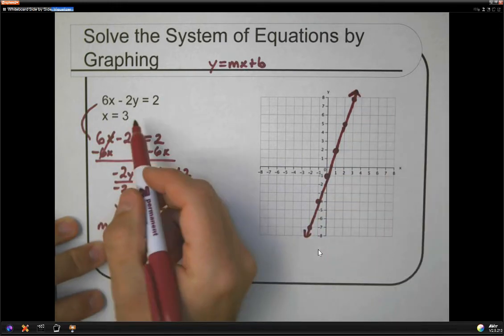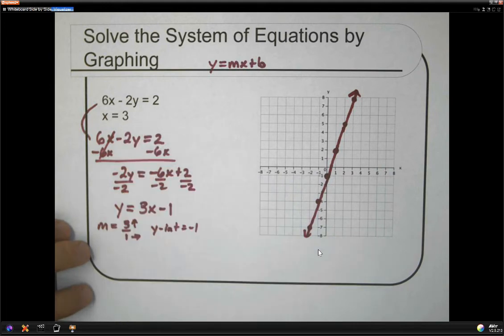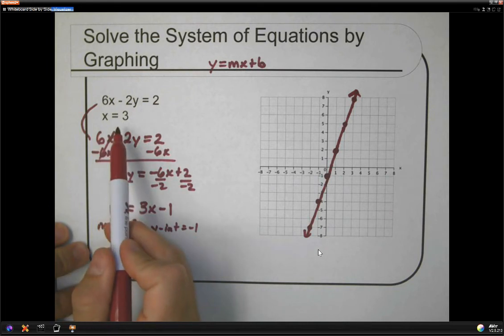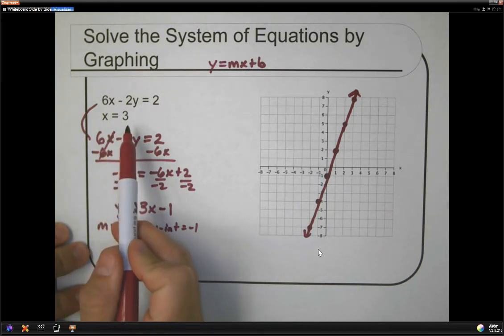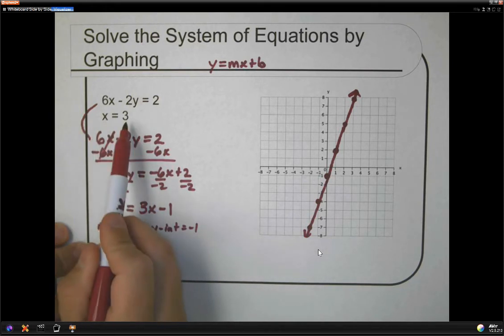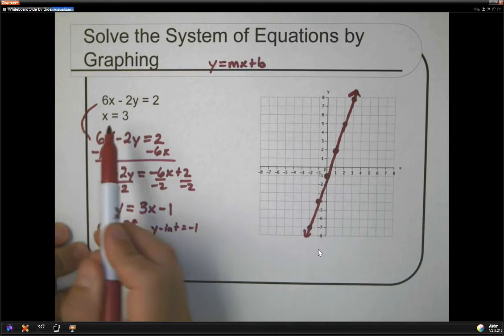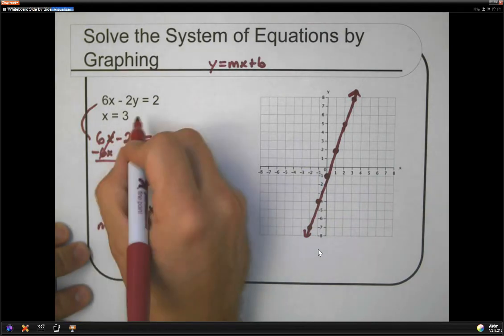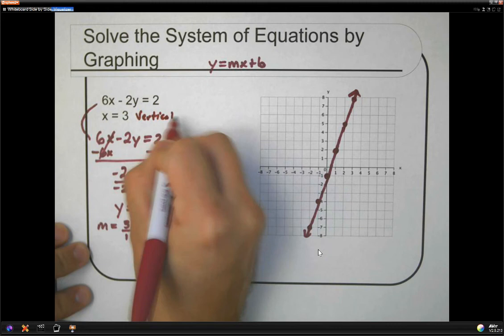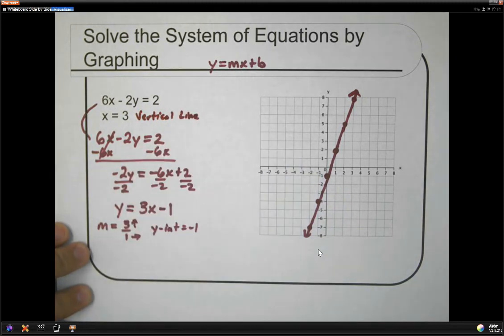Now for the second equation, it's not in slope-intercept form fully, but this is a special case. Notice how there is no y. So when we just have x is equal to a number and there is no y, this is what we call a vertical line.